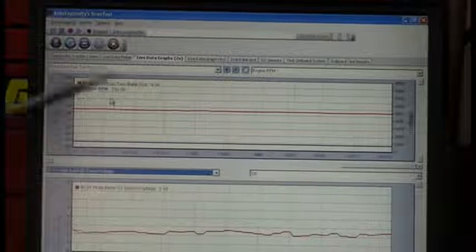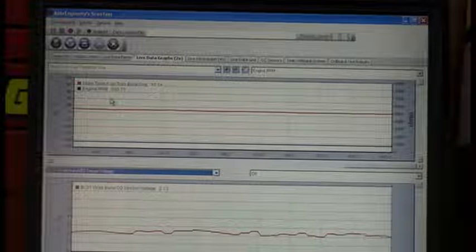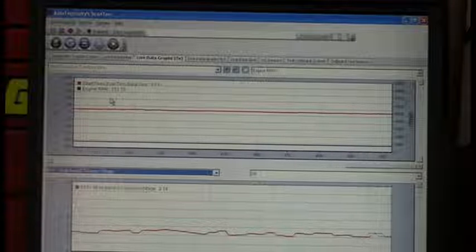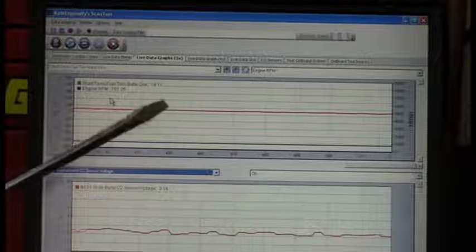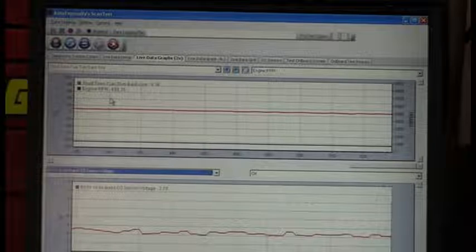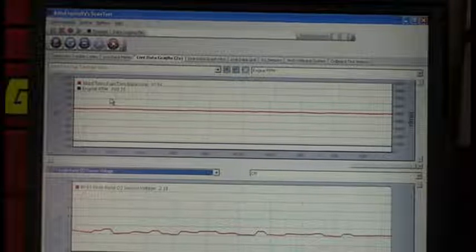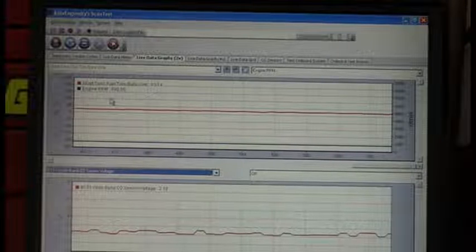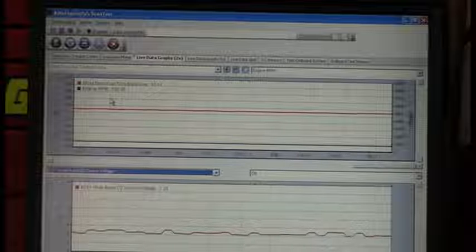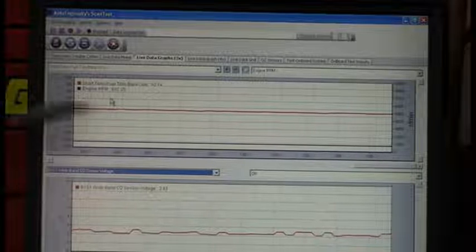So what we're going to do is go ahead and increase the RPM and look at the relationship of RPM to fuel trim. Again, what I am expecting to see is that the fuel trim is going to improve with RPM because we would be pushing this extra exhaust through the system, pushing the oxygen out of the exhaust and therefore improving the lean condition.